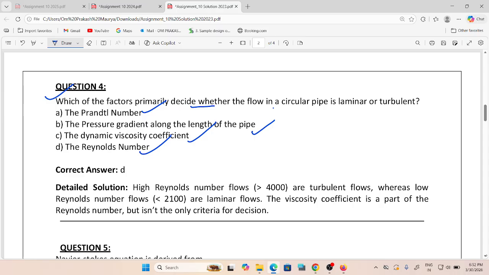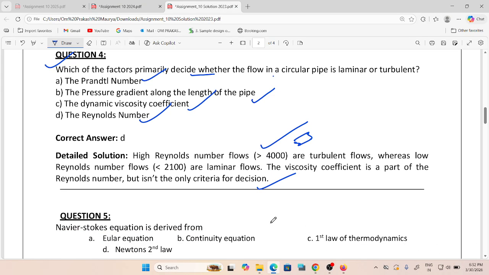In the detailed solution, a high Reynolds number, greater than 4000 in pipe flow, is given for turbulent flow, whereas a low Reynolds number, less than 2100, is laminar flow. The viscosity coefficient is a part of the Reynolds number but isn't the only criterion for the decision. Okay, good. Next one, question number 5.